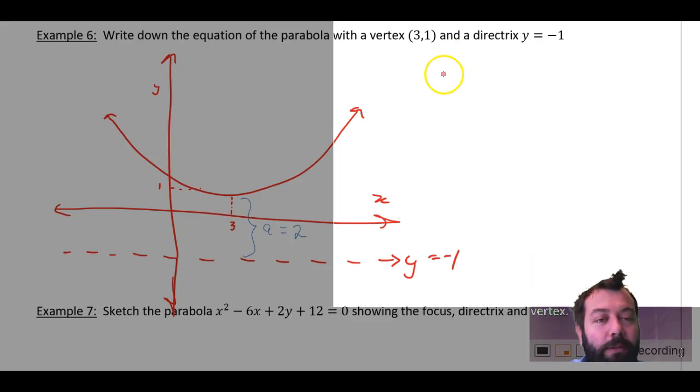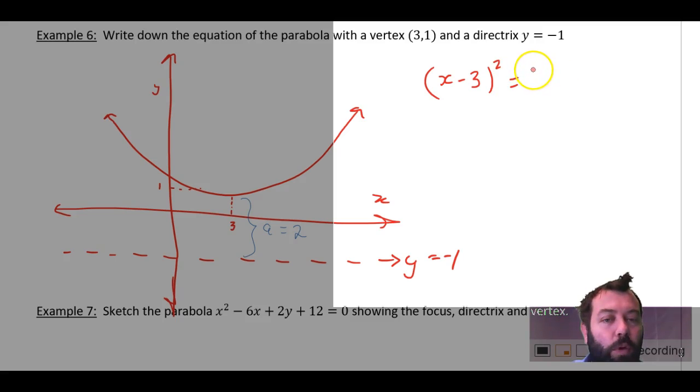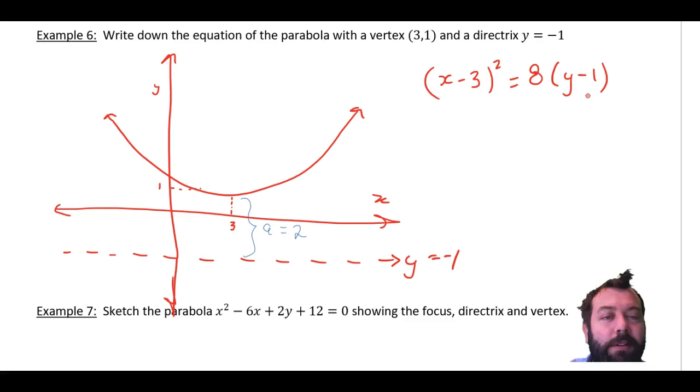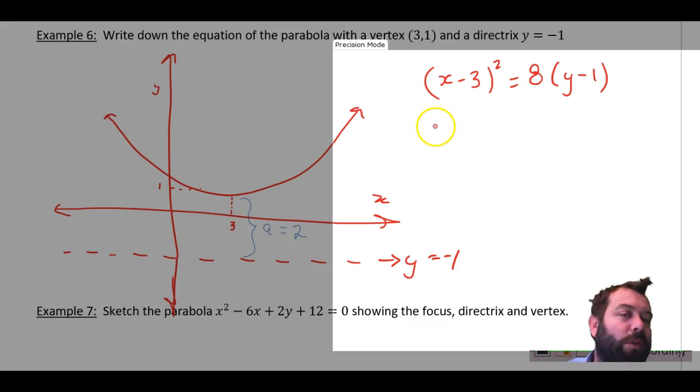So we have something in the form of x squared equals 4ay, or in this case, x minus 3 squared equals 4 times 2, right, 4a. So that's 8 outside of y minus 1. Remember, we replace x with x minus 3, y with y minus 1. We get this. Now, look, that's probably good enough there.